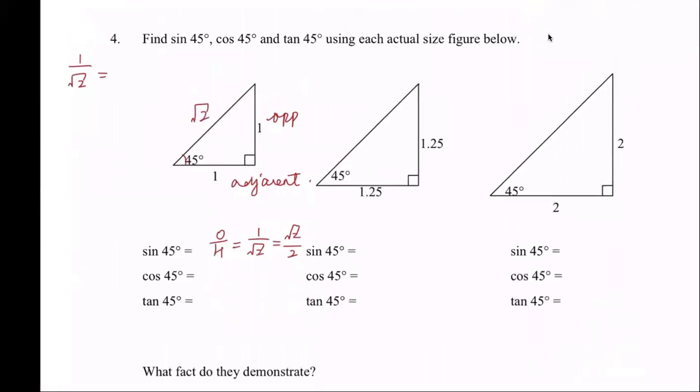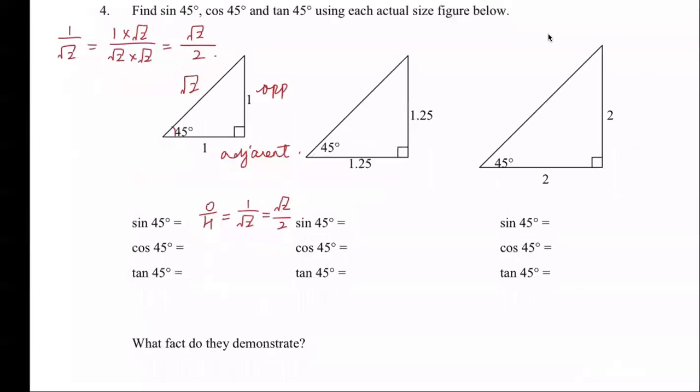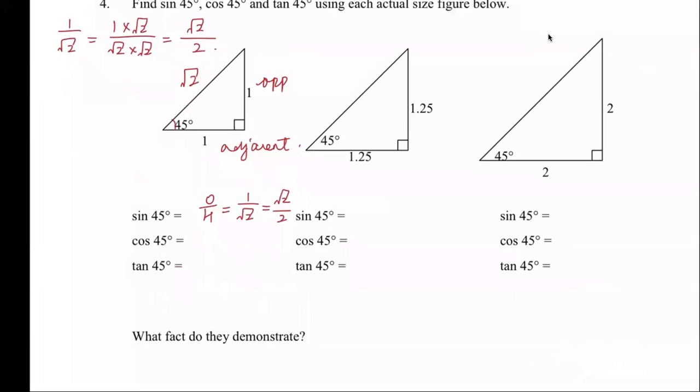So 1 over square root of 2, we can multiply both the numerator and the denominator by square root of 2. So this will become 1 times square root of 2 over square root of 2 times square root of 2. The numerator will become square root of 2, and the denominator will become square root of 2 squared, so that'll be 2. It's a very easy operation. Okay, so that's sine 45 degrees.